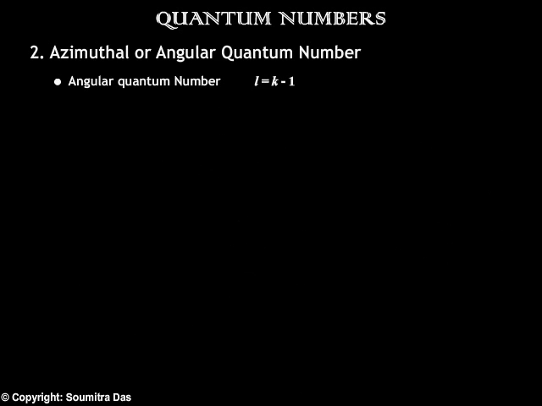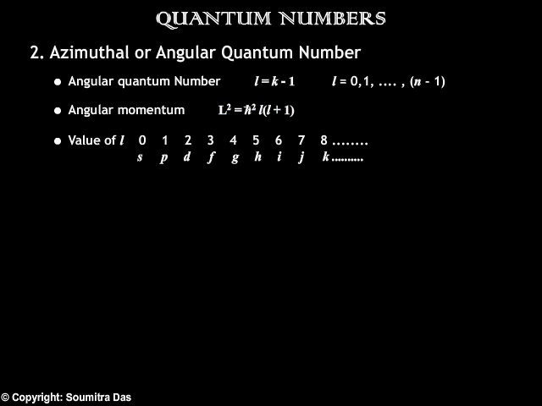The angular quantum number is related to k like this: L equals k minus 1. The angular momentum in the elliptical paths was given as L square equals h bar square l(l plus 1). The angular quantum number l therefore can have values ranging from 0 to n minus 1. These are also designated by the letters s, p, d, f and so on. After f, it follows the alphabetical order.